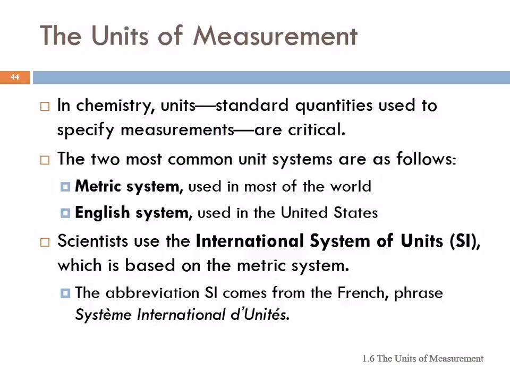What scientists use is called the International System of Units, or the SI system. This is based on the metric system, and there are very subtle differences between the two systems, but it mostly has to do with what the base units are. As far as I'm concerned, the differences between the SI system and the metric system are really not worth talking about, so I'm not going to emphasize those at all. I'm basically talking about the metric system.